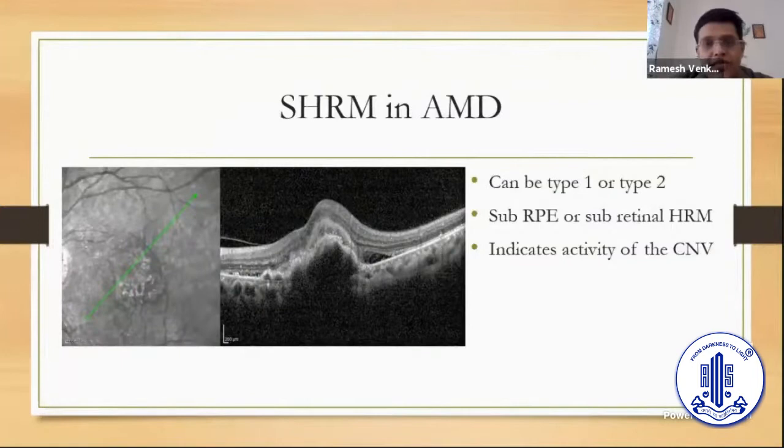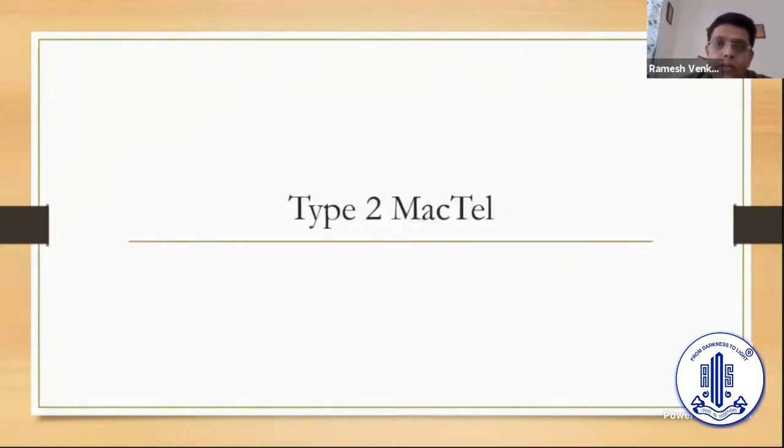So we all know SHRM has been classically described as type 1 or type 2 when it is above or below the RPE. And presence of a SHRM indirectly indicates the activity of the membrane. So treatment has to be given when there is SHRM.